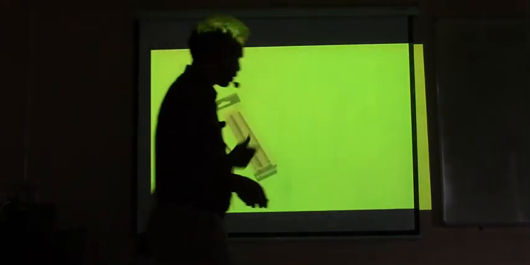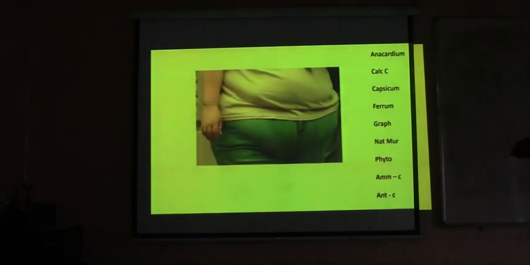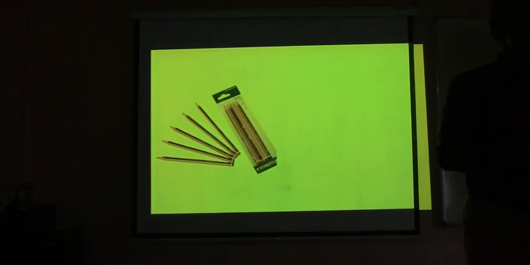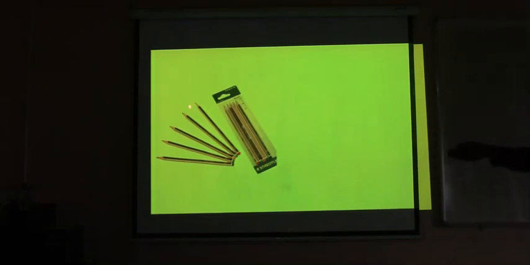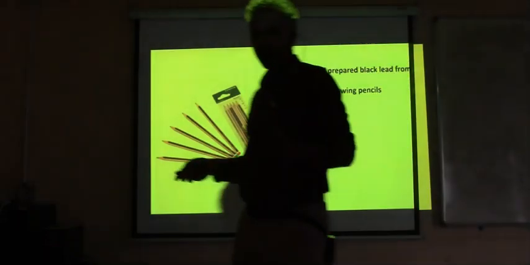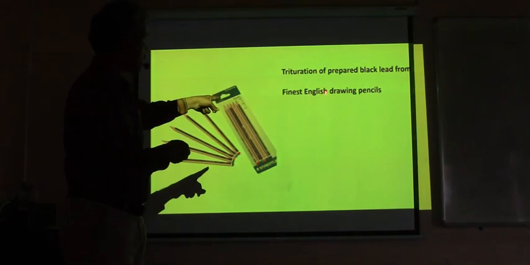So we'll get back to today's remedy. And today's remedy, as you saw from the list I tried to show you here, is the obese constitution. Any wild guess which remedy we are going to discuss? Graphites. What made you think of graphites? Women's remedy, climacteric period. What else? Because graphites is a remedy prepared from lead, pencil lead. Fine. So trituration of prepared black lead from the finest English drawing pencil.